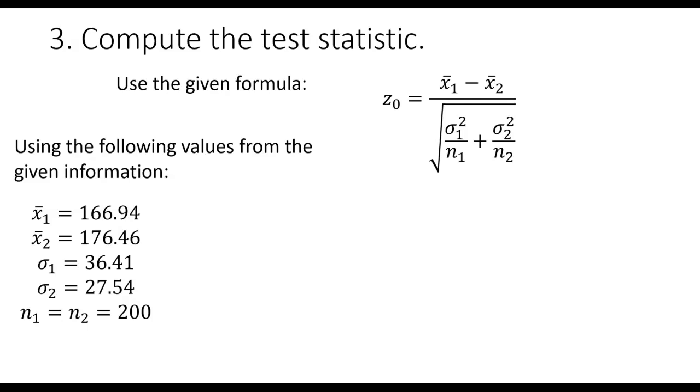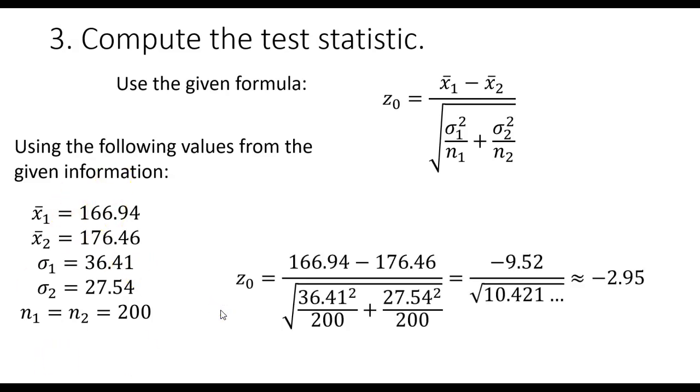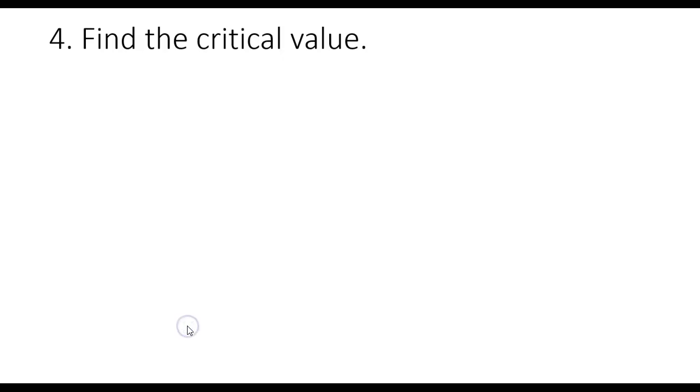Now that I have the formula and I have my values identified, I can substitute those values into the given formula. It's going to be very important that you use the order of operations. If you're typing all of this into your calculator, make sure you use parentheses where appropriate. You just want to make sure that the order of operations are followed. Otherwise, you might get a weird number that's not going to make any sense. So following the order of operations, we find our test statistic to be negative 2.95. Great. So I've got my test statistic. Now I can move on to find the critical value.